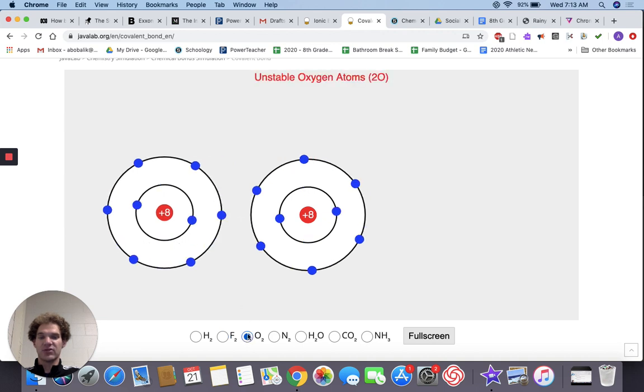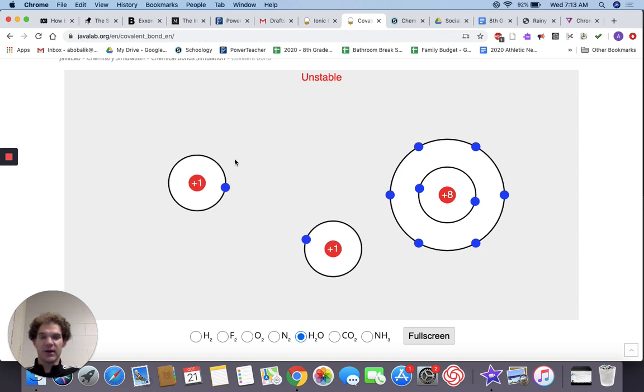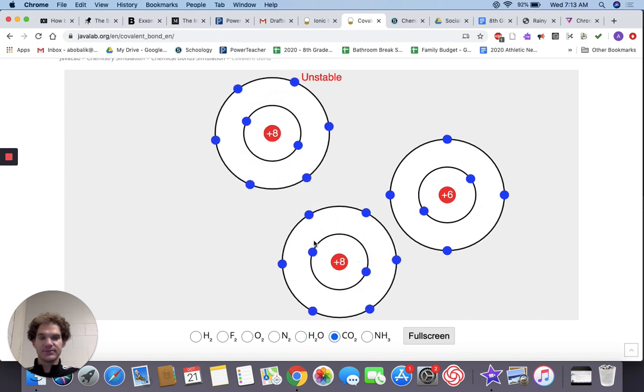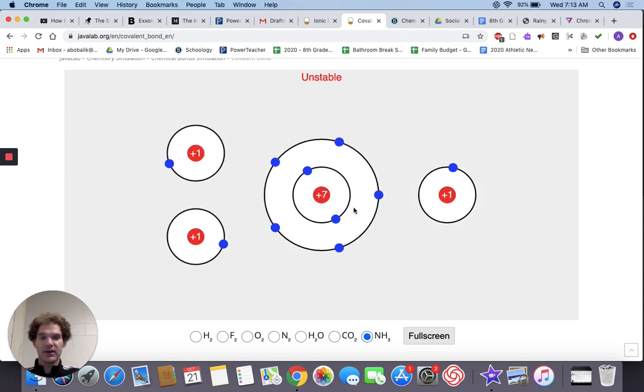So do that with each one of the molecules listed here. You'll see H2O, water, we have to make the 2 hydrogens bond with the oxygen, so make sure you do that. CO2, we have 2 oxygens and 1 carbon, so make that bond happen. And then NH3, which is ammonia, we have 3 hydrogens and 1 nitrogen, so you need to make all the hydrogens bond with the nitrogen. And again, just see how the electrons are shared and see how it goes from unstable to stable.